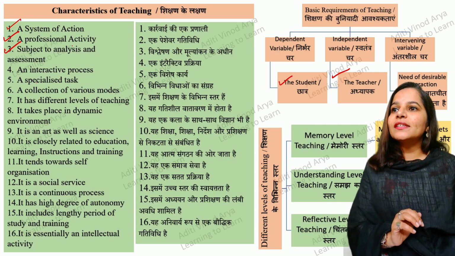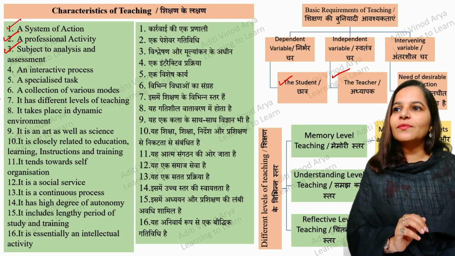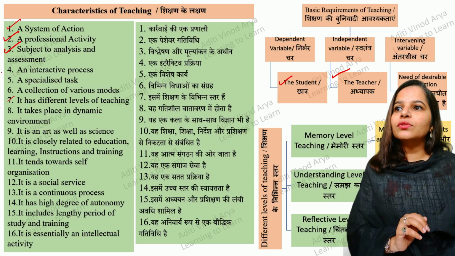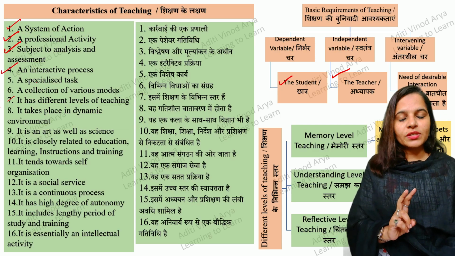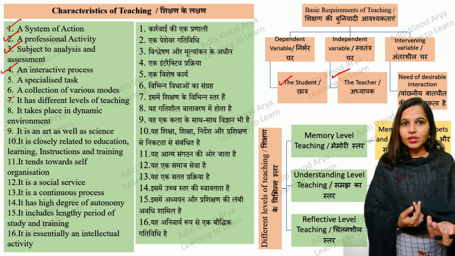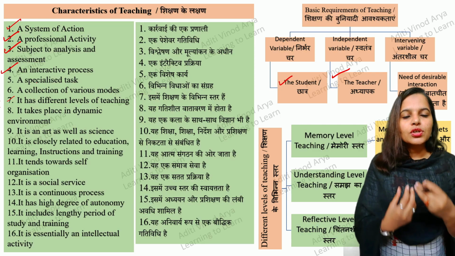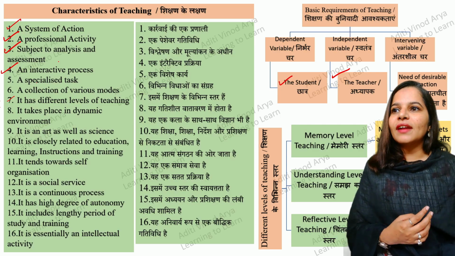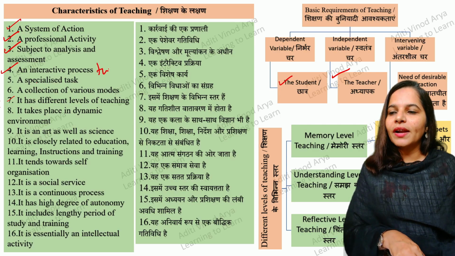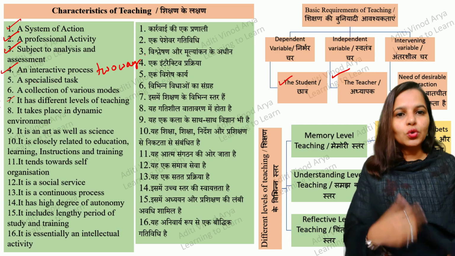The next one is, it is an interactive process. Interactive means, I could say, it is a two-way process. Two-way process means I am saying something to you, you are saying something to me. We are able to communicate with each other. So this is an interactive process. Interactive is always known as two-way. You can write it down. It is a two-way process.